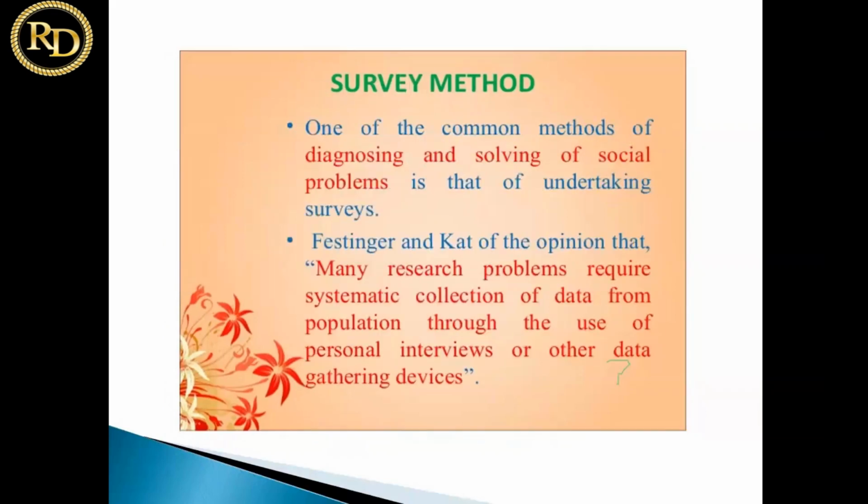Now, survey method, we know one of the common methods of diagnosing and solving of social problems is that of undertaking surveys. We have discussed earlier the different types of surveys. So Festinger and Katz were of the opinion that many research problems require systematic collection of the data from population through the use of personal interviews or other data gathering devices. Definitely, if we are collecting the information from the population, and the sample is well representative of the population, then we will be capable to estimate the parameters under consideration very closely to the reality.